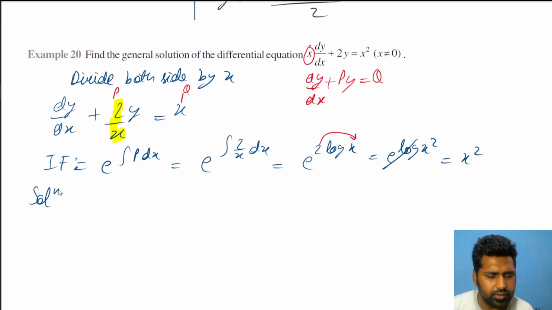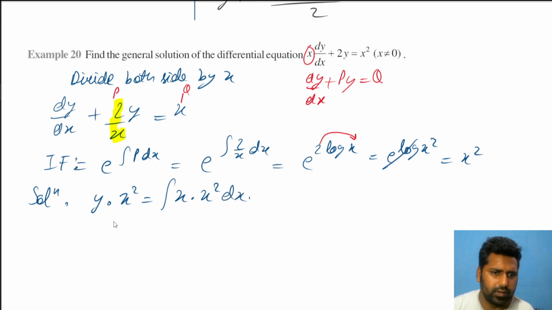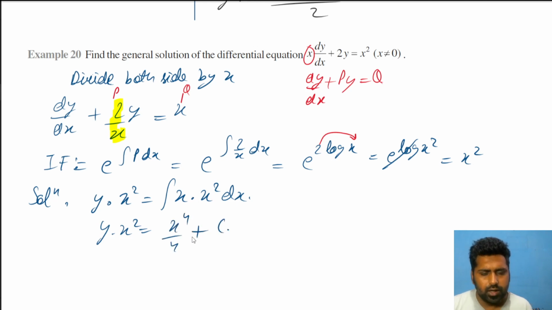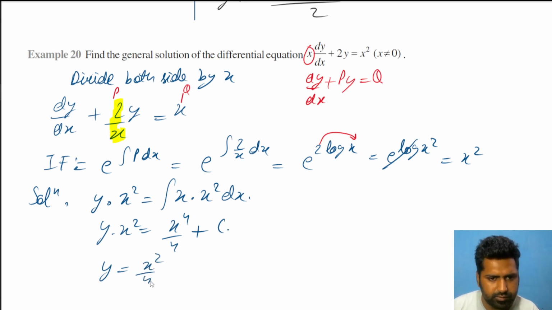Now let's write the solution part. Solution is y into IF, x square, is equal to integration of Q, that is x into x square dx. So y into x square, what is the integration of x cube? So integration is x raised to power 4 by 4 plus c. Take this x square on the other side. So usually we have the tendency to write our answer as y is equal to something. So y is equal to x square by 4 plus c by x square, or c x raised to power minus 2. Any way you can write, that's your answer.